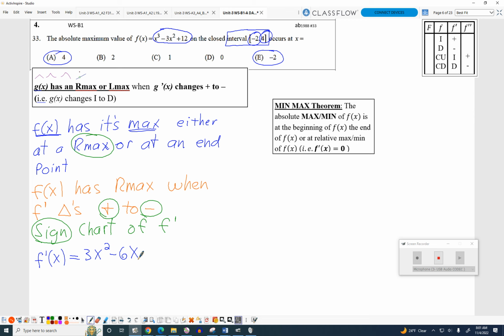Okay, cool. We got our formula for f prime. Making a sign chart is always dramatically easier if we factor whatever we are charting. So we're going to chart f prime. So if we can put f prime in a factored form, the charting of f prime becomes dramatically easier.